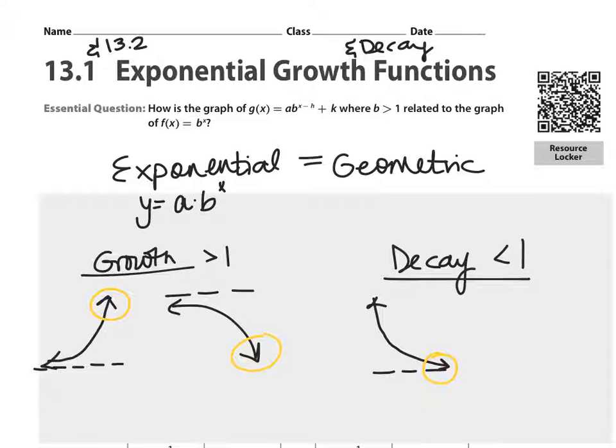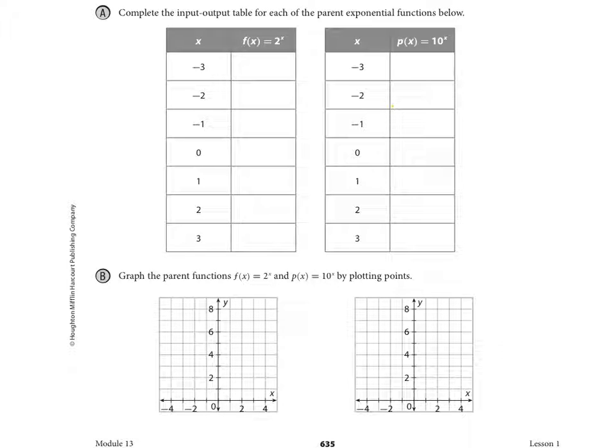The same thing is going to happen if it's a reflection. The asymptote line might be up here, but my function is getting closer to it on the right-hand side. So that's what decay will look like. All right, so I'm going to do one of these with you. We're talking about 2 to the x here.